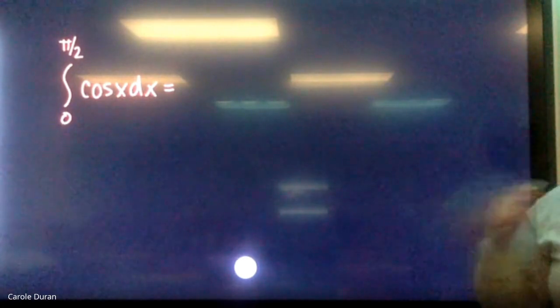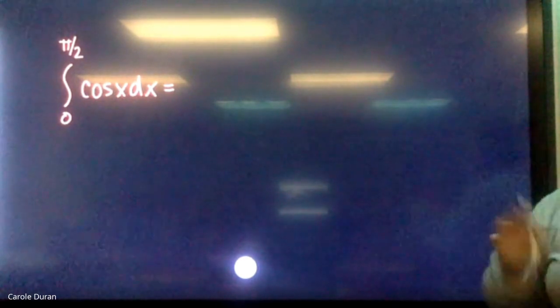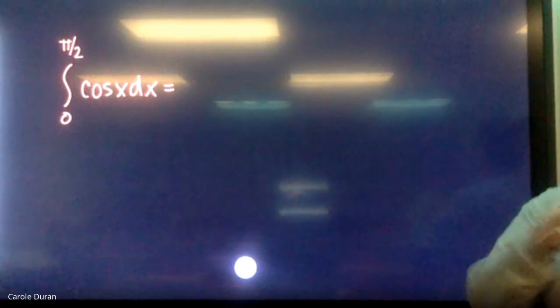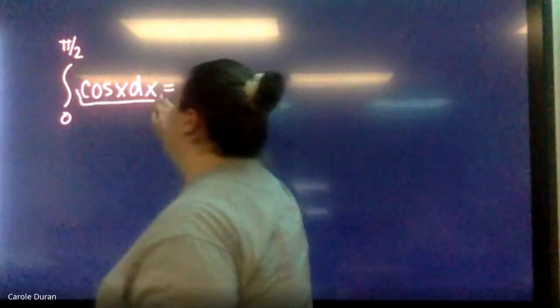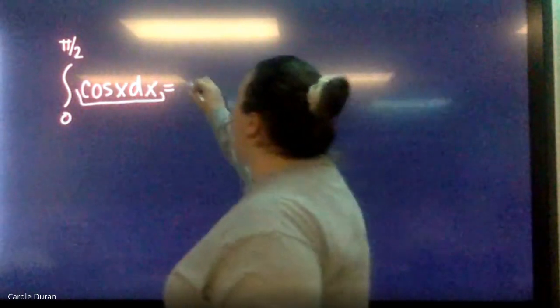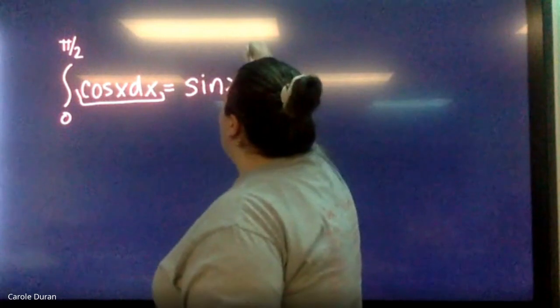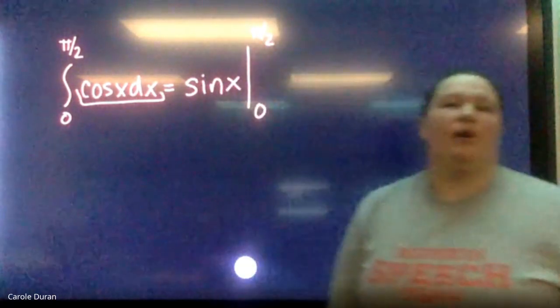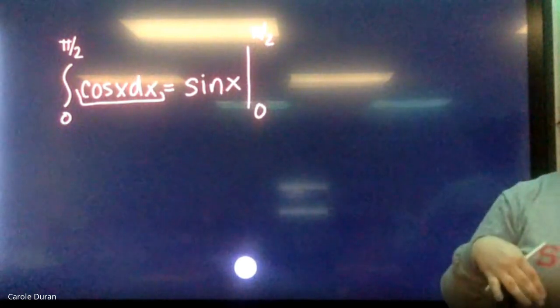Okay, so what we have to do in order to solve this with integration, I need to find the antiderivative of cosine of x dx. Anybody know what I take the derivative of to get cosine? Sine. So that means my antiderivative is sine of x, and we need to solve it at pi over 2 and 0. We always start top to bottom when we're solving integration.